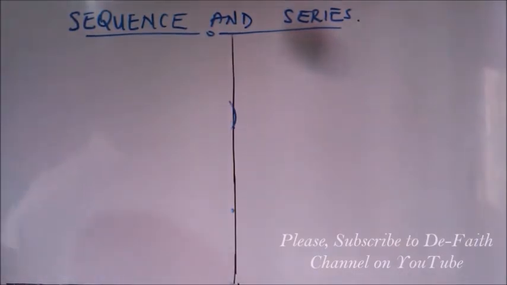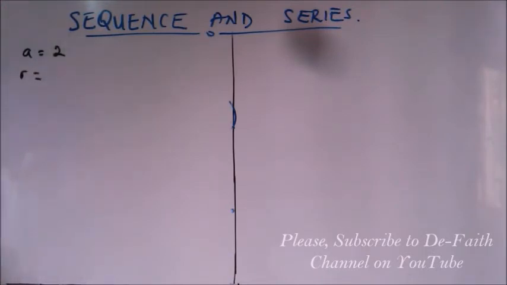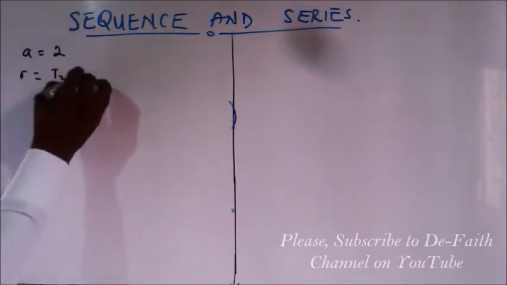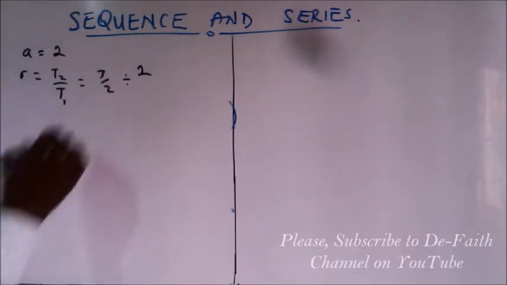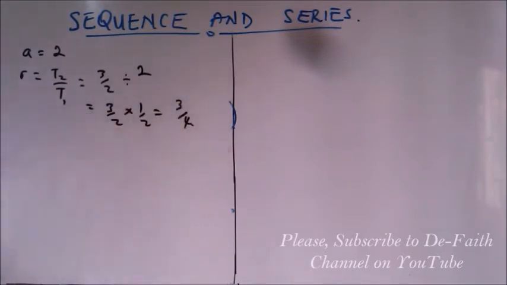Here's the next question, and it says, find the sum to infinity of the series 2 plus 3 over 2 plus 9 over 8 plus 27 over 32, and so on. Now, to find the sum to infinity, first, we have that the first term equal to 2. And then to get the common ratio, we can make it T2 over T1. Here, our T2 is 3 over 2 divided by T1, which is 2. Now, this is equal to 3 over 2 multiplied by 1 over 2. And so 3 over 4 is the common ratio.